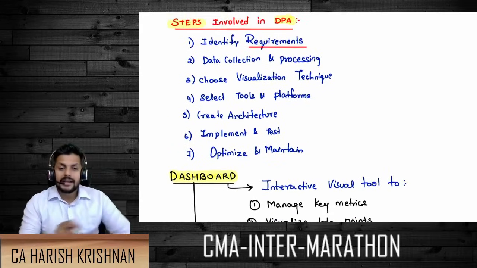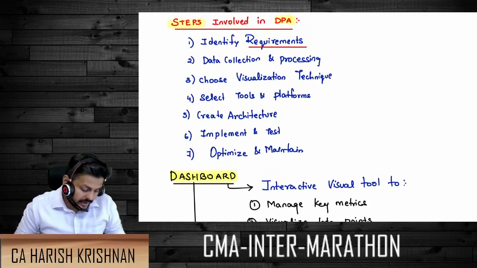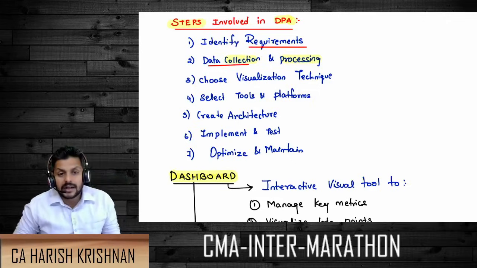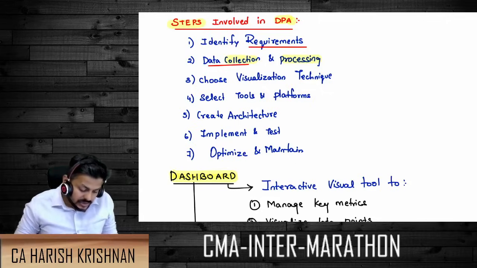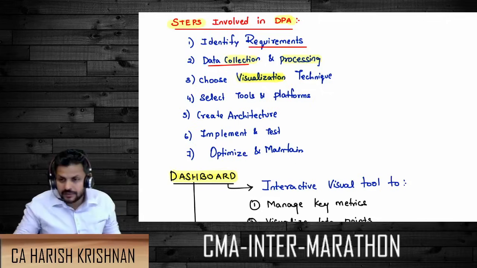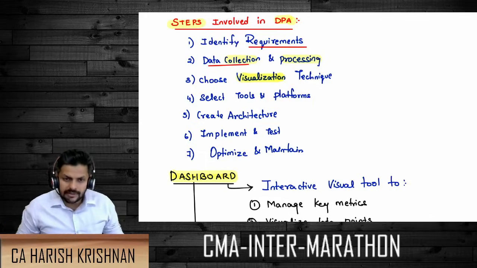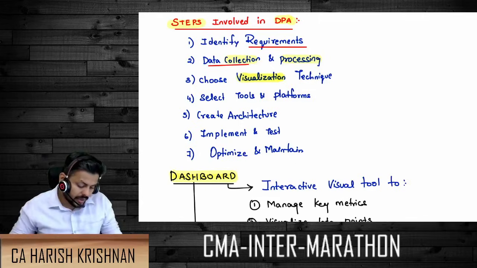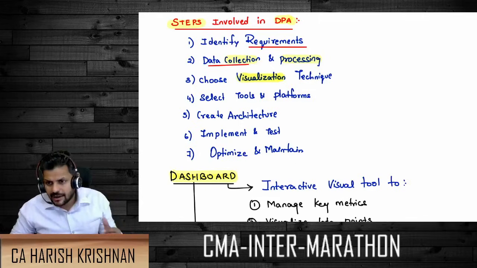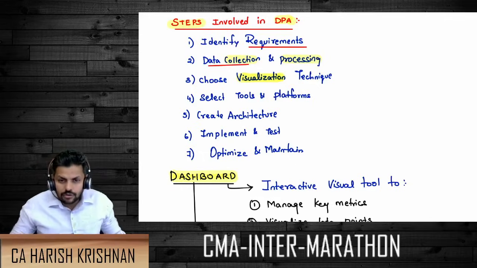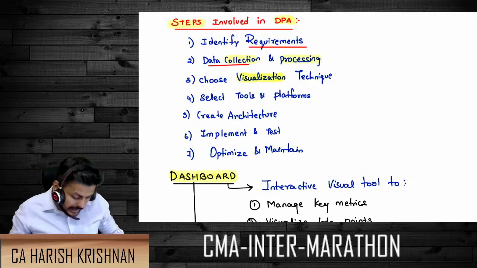Followed by data collection and processing. Data collection is about gathering the data from various places, and then processing the data. Choose the right visualization technique, which is what we are going to discuss below, as various visualization methods are there, which I will also show you, ranging from dashboards to bar diagrams to pie diagrams to histograms, and even tables can be used to present the data. Choose the right data visualization technique.